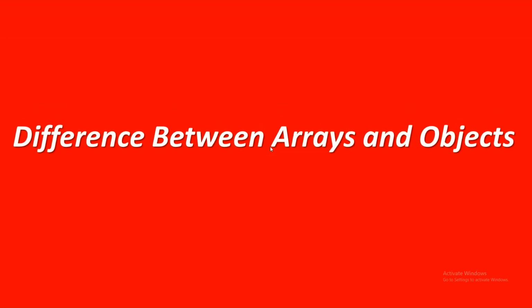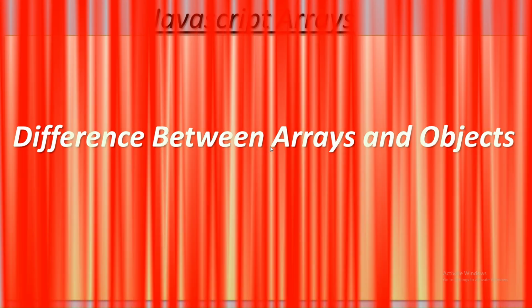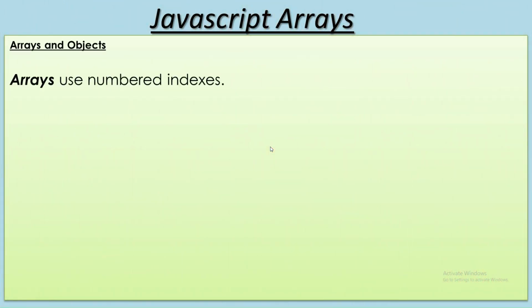The difference between arrays and objects. Arrays use numbered indexes and objects use named indexes.